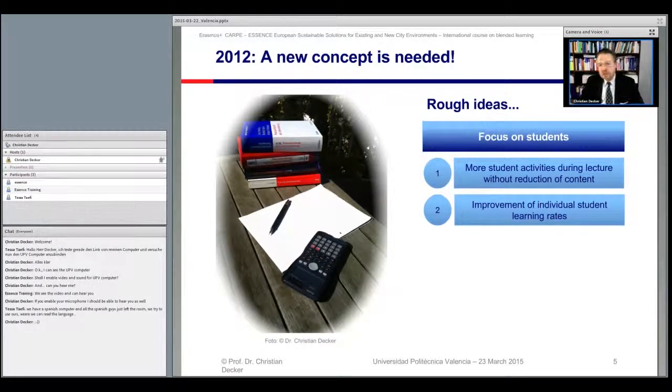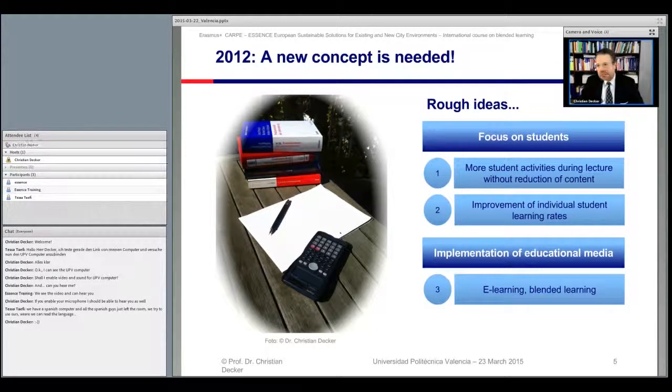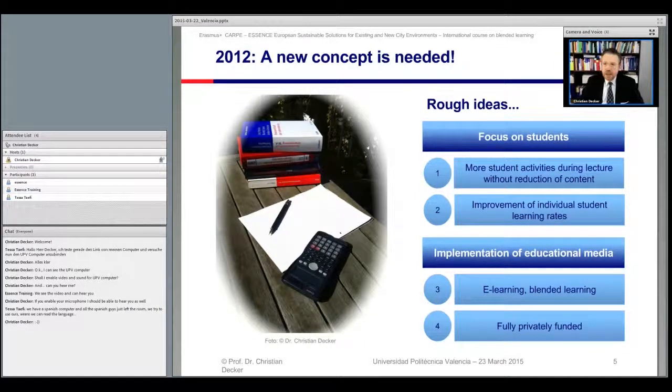And of course, I wanted to improve the individual student learning rates. And then I said to myself, how can I achieve this? It was clear to me that to a certain degree, I have to make use of new technology, or in other words, what we sometimes call educational media, meaning the idea was to use e-learning or, better to say, blended learning. And another speciality, there were back then no funds available, at least not at the university level.